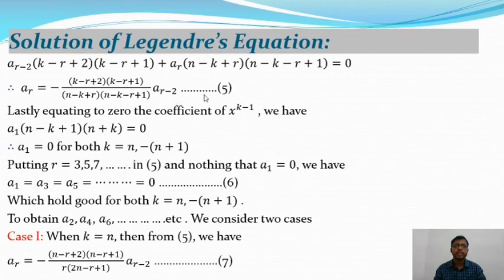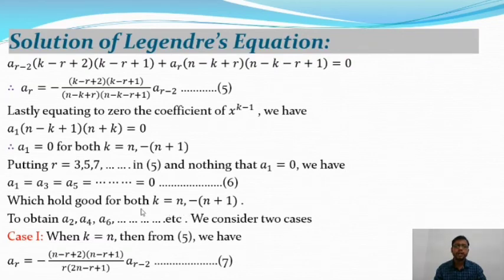So a3 is equal to this one into a1. Where a1 is equal to 0, so the right hand side is equal to 0. As well as a5 is equal to 0, a7 is equal to 0, a9 is equal to 0. That means the odd coefficients of a, that means a1, a3, a5, a7, a9, a11, a13 are all 0. And so we can write it as equation number 6, which holds good for both k is equal to n and minus of n plus 1.